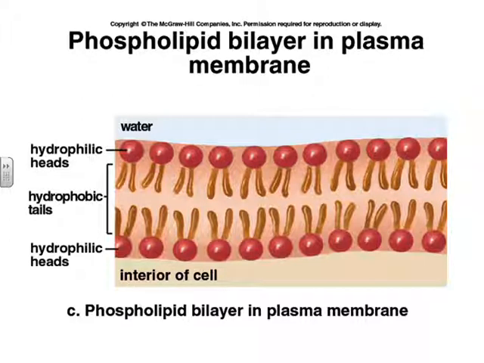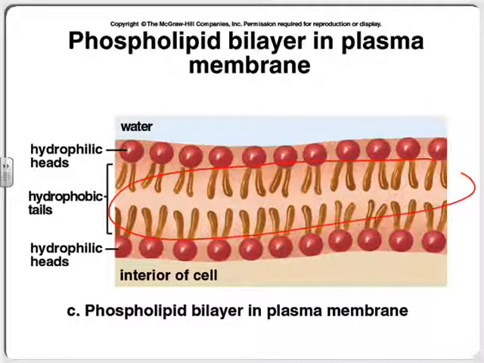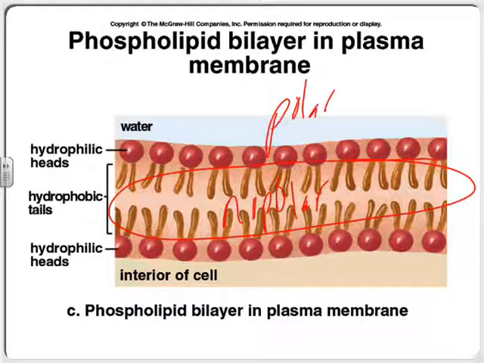What's in between them? Where the tails are. Pretty much the tails. There might be a slight amount of water, but not much. It's mostly the tails that make up the inside. The tails take up the inside, so that they're away from water where they want to be, and the heads are to the water where they want to be. So this interior of the cell membrane is nonpolar. Out here's polar, and out here's polar. So there's that amphipathic nature going on again.